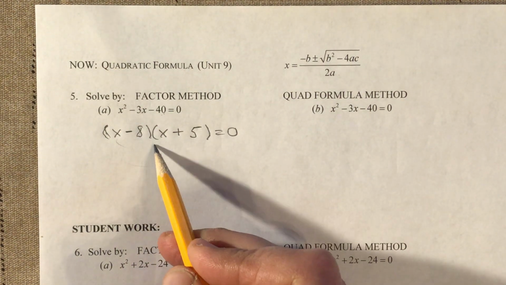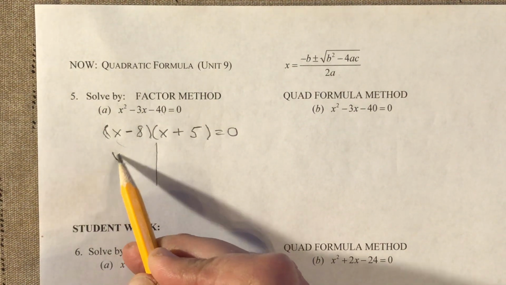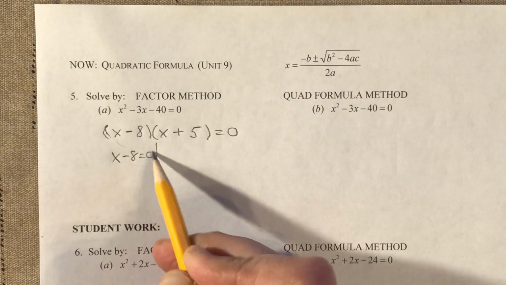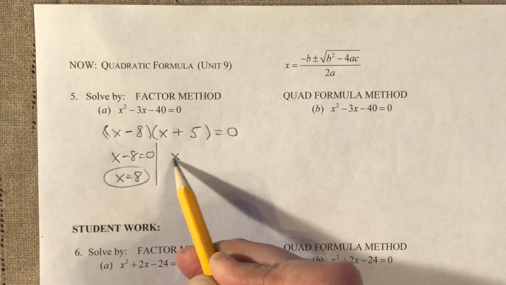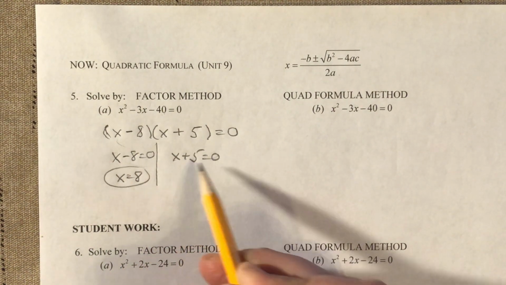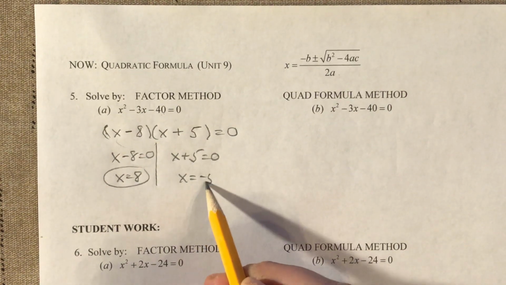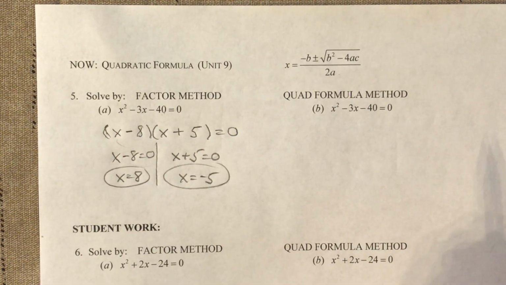You could check it. Take the outer and inner and you'll see you get negative 3. So this is working. I split it up. I get x minus 8 equals 0. I'm going to add 8. So one of the solutions is 8. What am I going to get over here? Take away 5, negative 5. That's a nice easy problem.